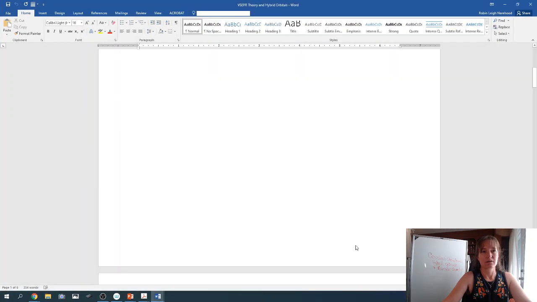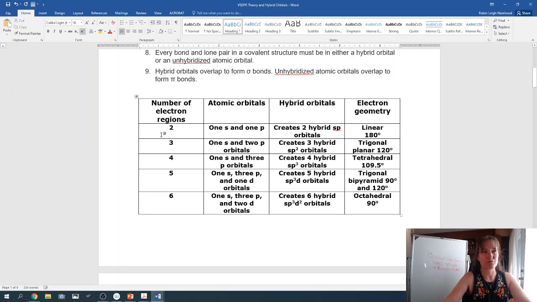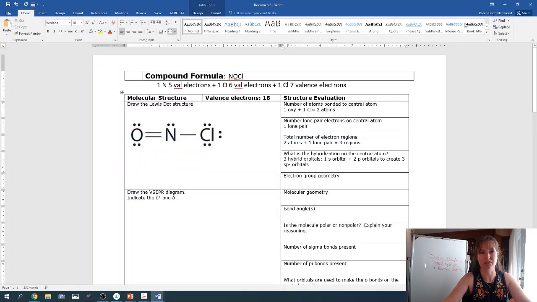So if we look here, 3 regions, they create 3 hybrid sp2 orbitals, and the geometry is called trigonal planar, and the angle is about 120 degrees. And so the electron geometry is called trigonal planar.